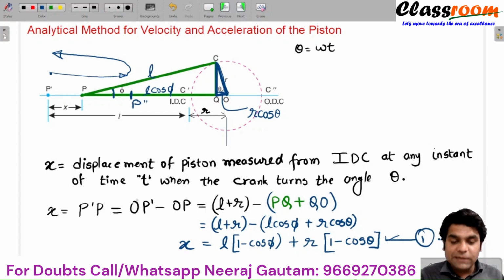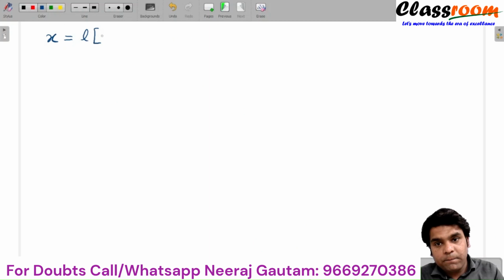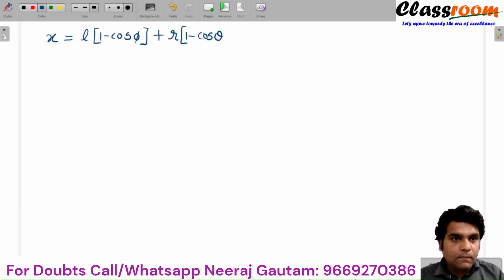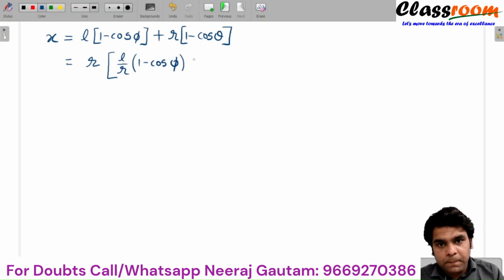Now if you want to find the velocity relation, then you have to differentiate this relation. In this relation, theta and phi are both functions of time, but phi can be expressed in terms of theta. So first we will replace phi in terms of theta. Say x is equal to L times 1 minus cos phi plus R times 1 minus cos theta. So this is our basic relation. First, I will take R as common. Taking R common, I will get L by R times 1 minus cos phi, plus 1 minus cos theta.